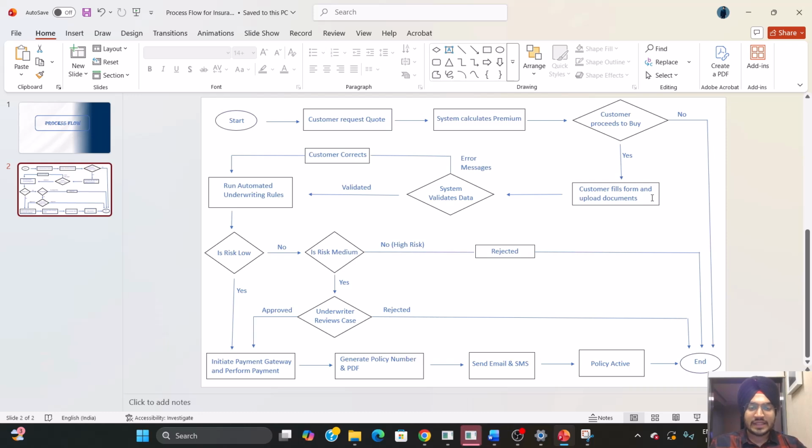Second major decision is that the validation of the form and uploaded documents. And third major condition is whether the risk of the client for that policy is low, medium or high. That's all regarding the process flow.